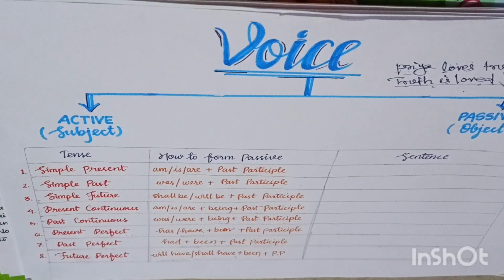So you can write one sentence in active form and also in passive form, but both sentences have the same meaning. Now we discuss how to change active voice into passive voice.